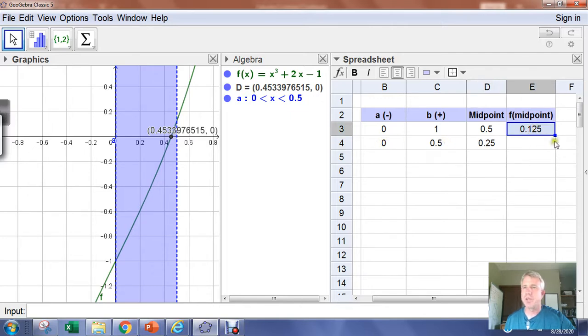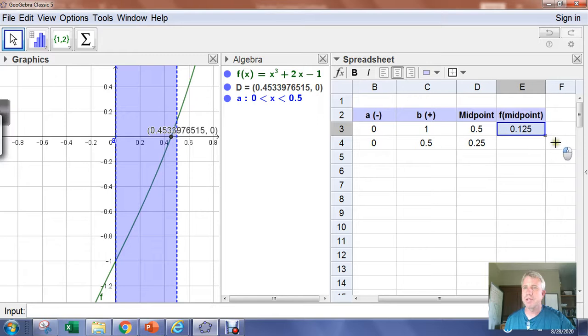And then I want to know, does that give me a positive or negative output on my function? So I'm going to drag my formula down. My formula said feed the number in the cell into the function, so I don't need to do it every time. I just drag the formula down and I see, ooh, I get a negative output when I plug 0.25, the new midpoint, into the function.